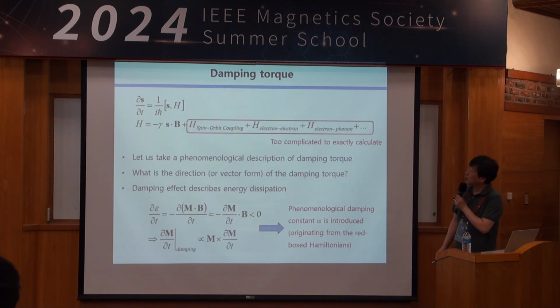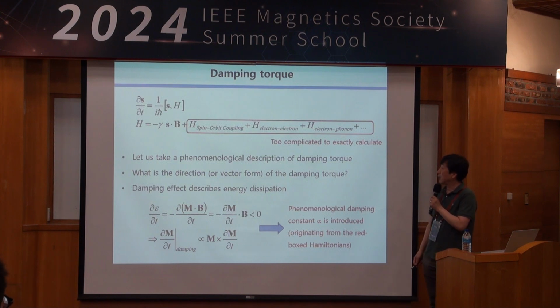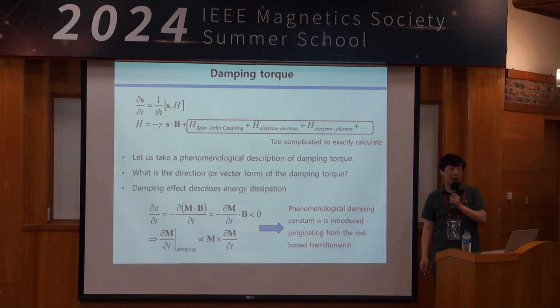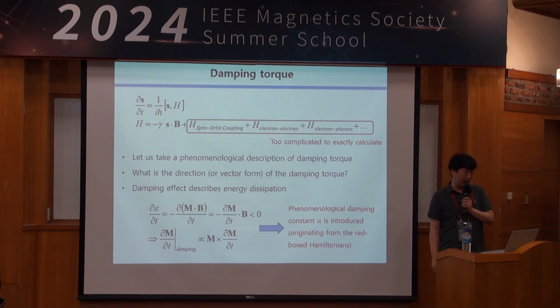For the damping torque, actually we have to follow the same procedure. In the Hamiltonian, we have not only the Zeeman-type term, but also spin-orbit coupling, electron-phonon coupling, and so on, so on. So there are many more terms. However, usually it's very difficult to solve this equation of motion for the spin, including all these interactions with the environment. So instead of solving that, we just take a very phenomenological way to look for the direction of the damping torque, based on the fact that the damping effect must give energy dissipation.